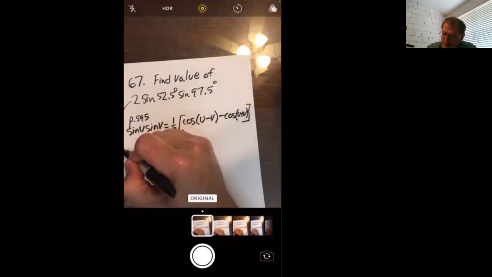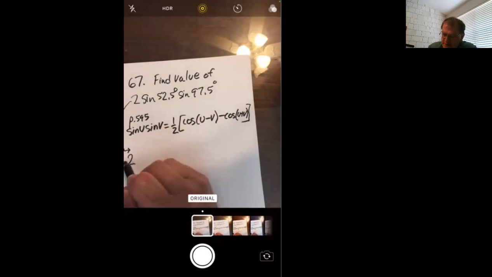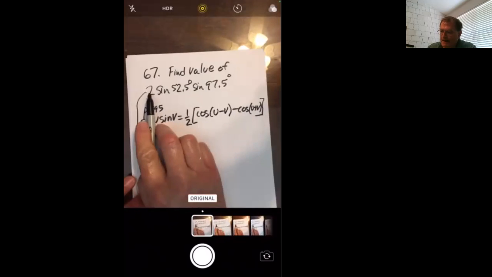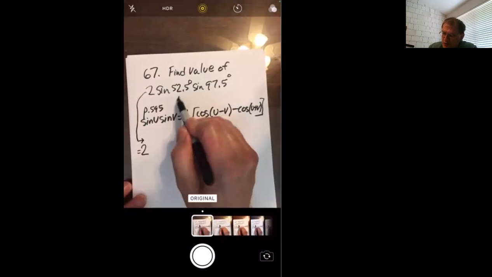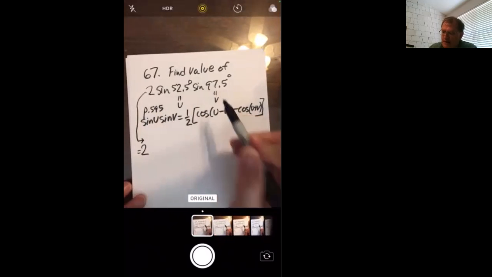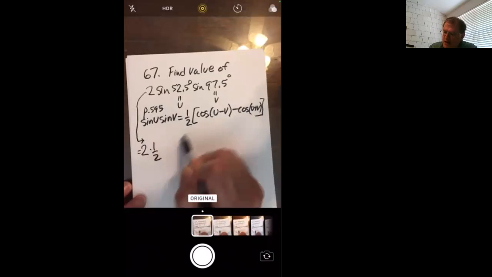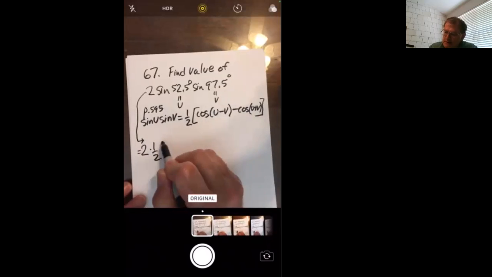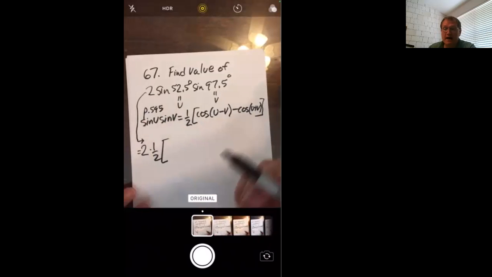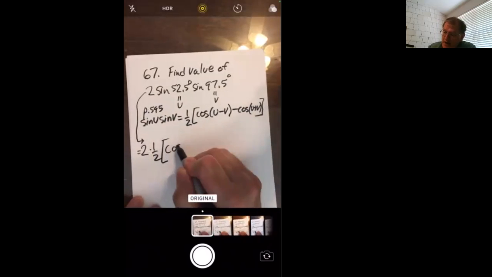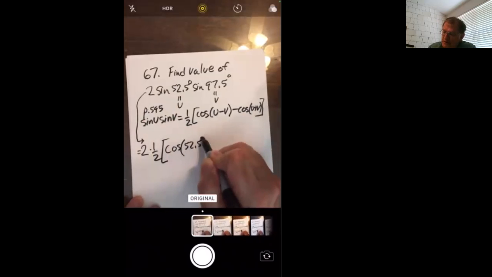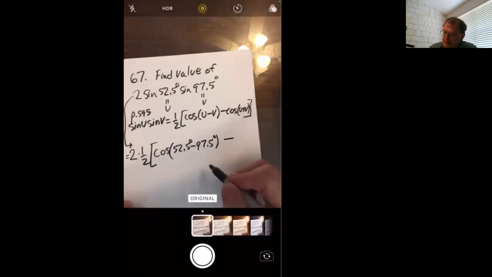So this would equal twice... Here's your u, here's your v. You'd have a 1/2 following this formula. That's why they put a 2 in front, to cancel your 1/2 out of the formula. Cosine of 52.5 degrees minus 97.5 degrees, minus cosine of 52.5 degrees add 97.5 degrees.